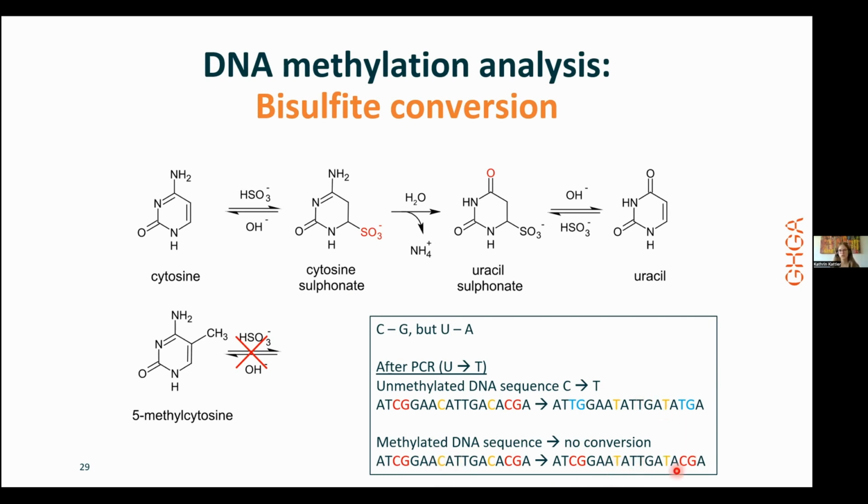Now if we just take these DNA sequences after bisulfite conversion and sequence them, we can compare them with the genomic sequence and then see, okay, there was a conversion, so this has to be an unmethylated cytosine. Or we see here, oh, there's no conversion, so this was a methylated cytosine. And there are several methods which make use of this.